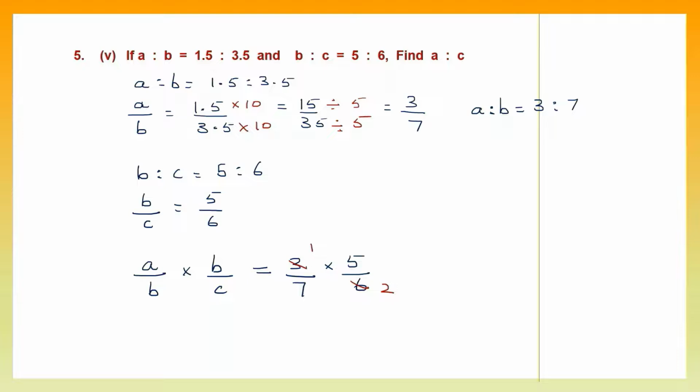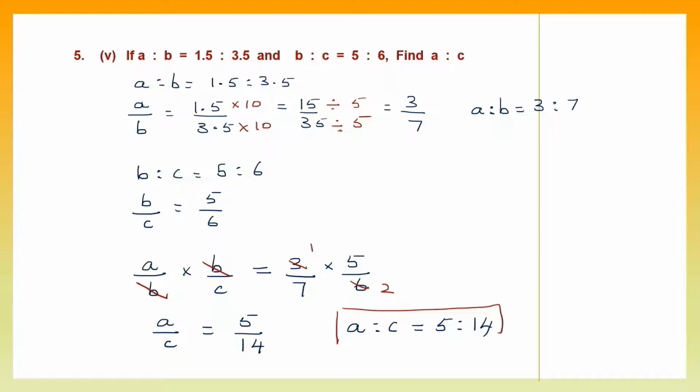Now what can I cancel on the left hand side? I can cancel the B. So what is left on the left hand side is A by C, and on the right hand side 5 1s are 5 and 7 2s are 14. So we have found A is to C is 5 is to 14. So this is my ratio. A is to C is 5 is to 14.